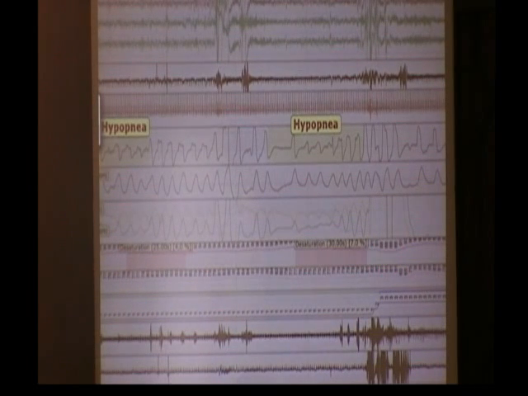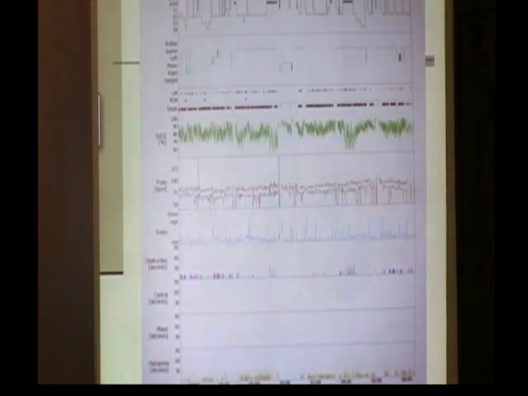You can see the snoring. That's what we see. Okay?